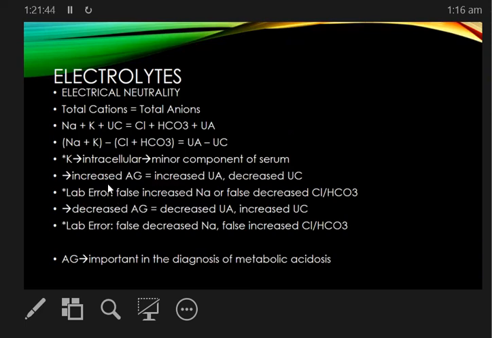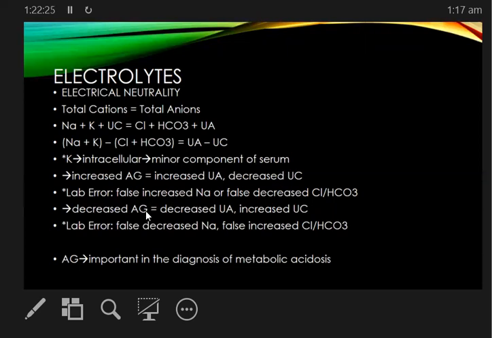Another important thing is considering your increased anion gap. There will be an increase in anion gap if there is an increase in your unmeasured anion or a decrease in your unmeasured cation. Laboratory error will also result in a falsely increased anion gap. If there is a false increase in your sodium or a false decrease in your chloride or bicarbonate, this will result in an erroneous elevation in your anion gap.